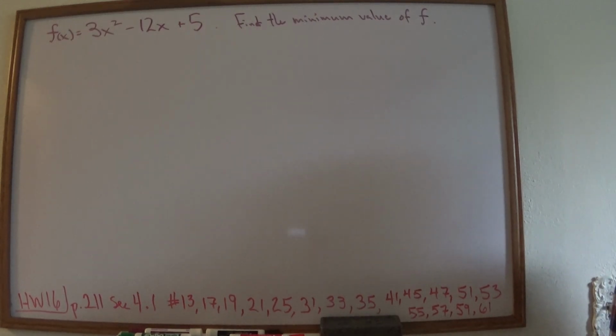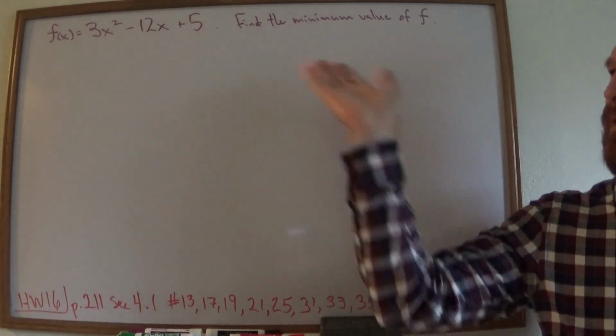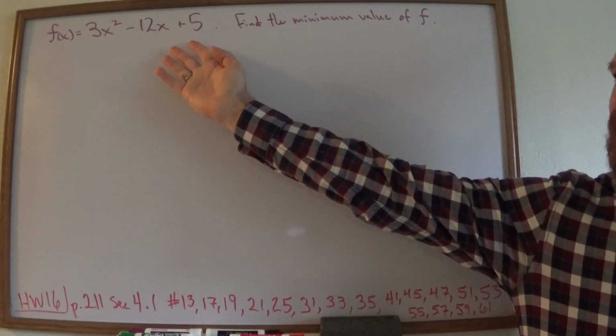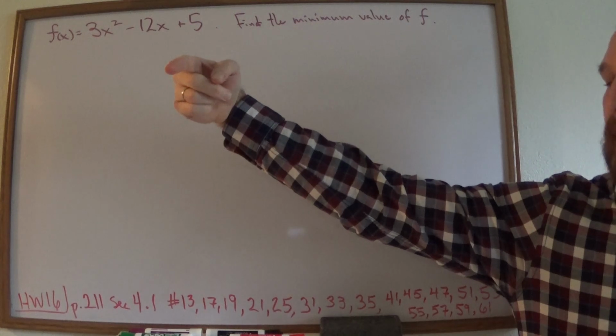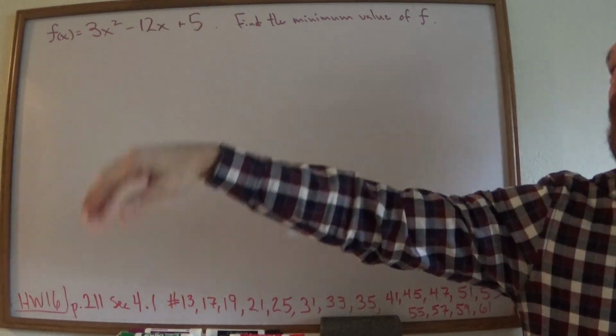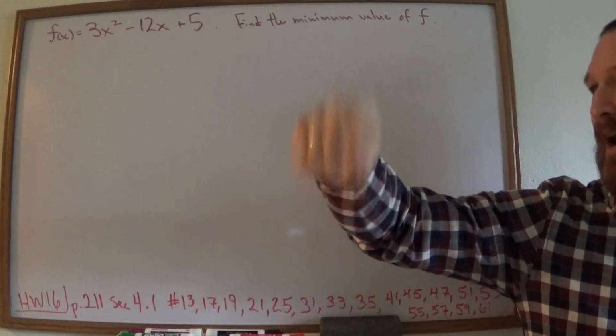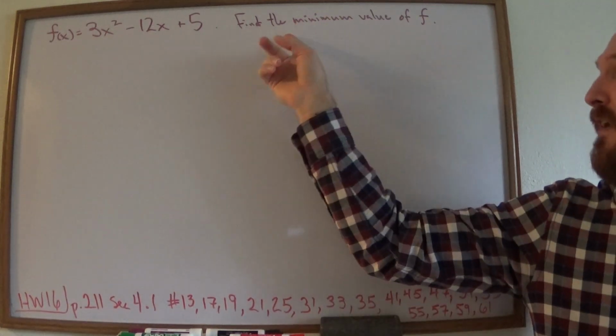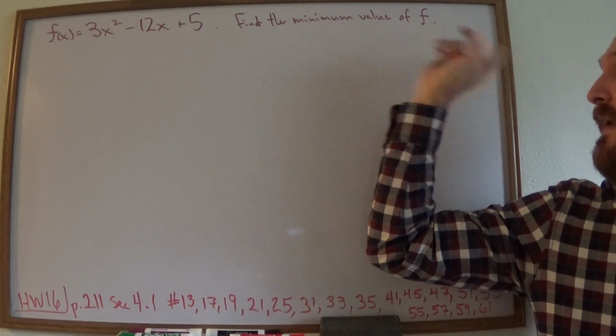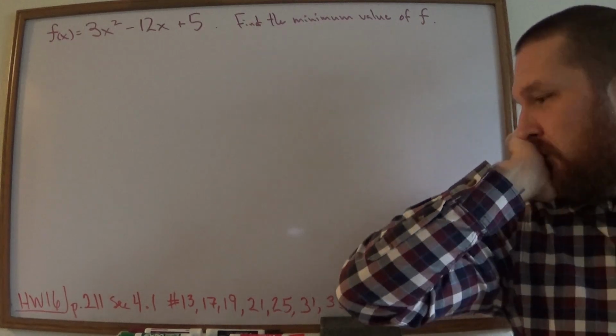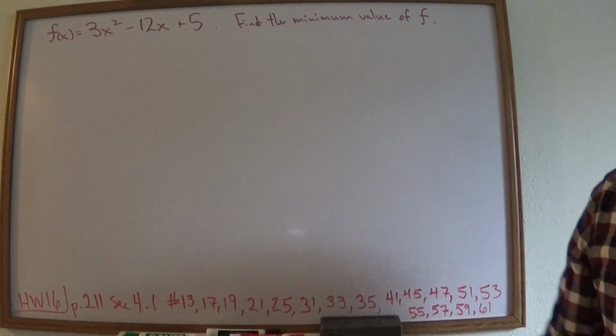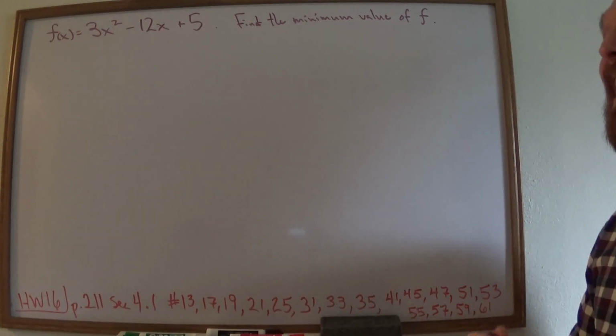So let's begin. Here's a function. What type of object is this? A parabola, right? So it's a polynomial, in particular a parabola. If you graph it, it's a parabola. And we want to find the minimum value of f.